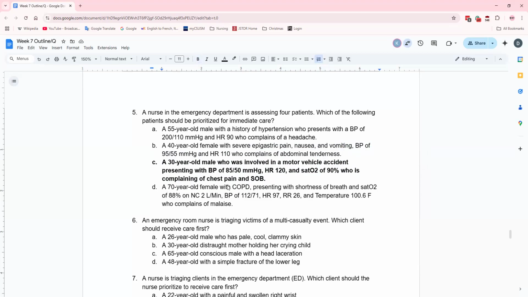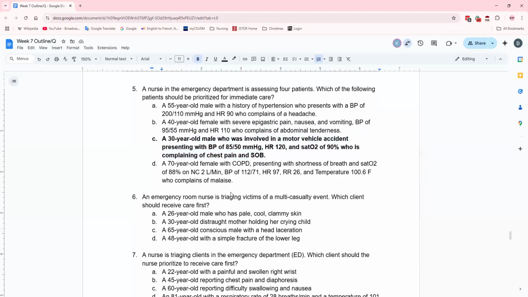And then D, even though the SpO2 is 88, this person has COPD, so that's kind of expected. Based on their vital signs, this person has a fever, probably an infection. So it's something to keep in mind, but not going to take priority over the person with the chest pain, shortness of breath, crashing out.